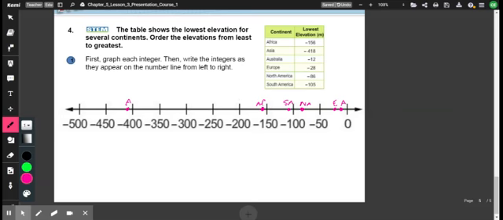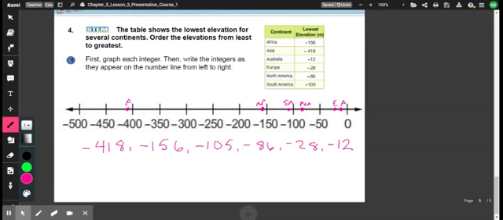If I'm going from lowest elevation to highest elevation, we're going to start with Asia, which is negative 418. Our next negative is going to be Africa, which is negative 156. After that we have South America, which is negative 105. Next, we have North America, which is negative 86. And then Europe, negative 28. And then Australia, which is negative 12.